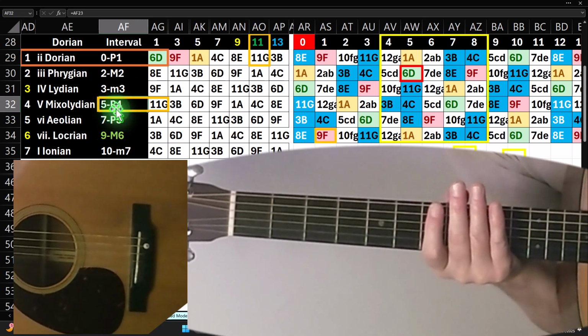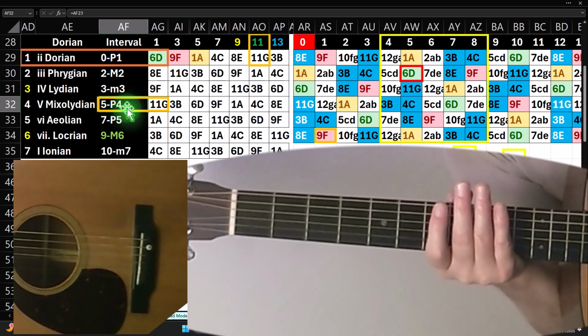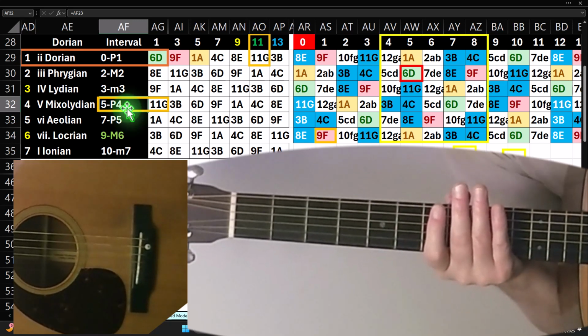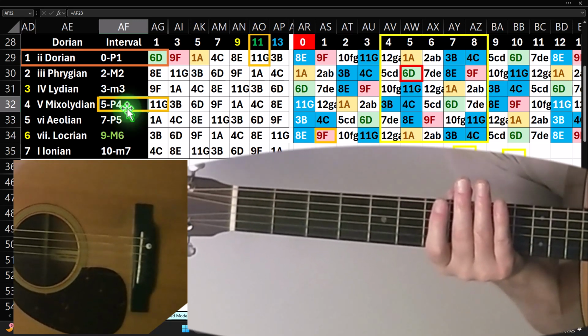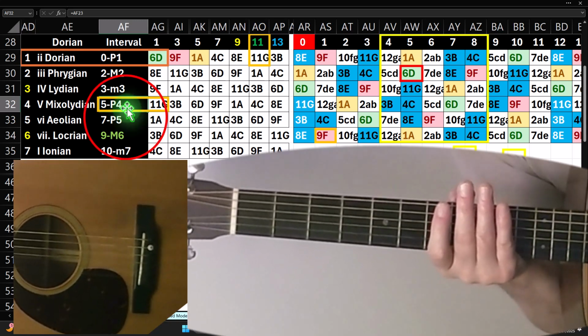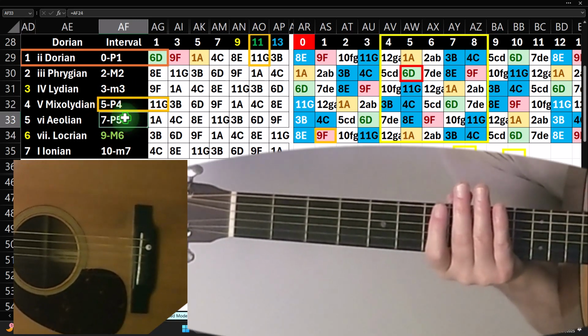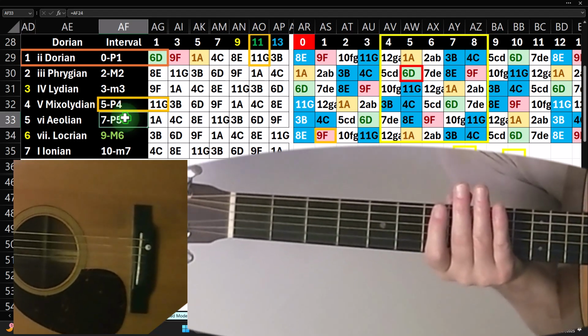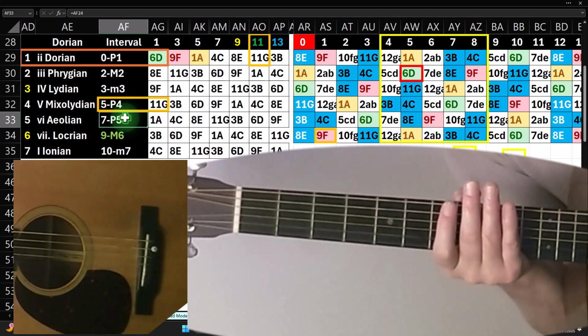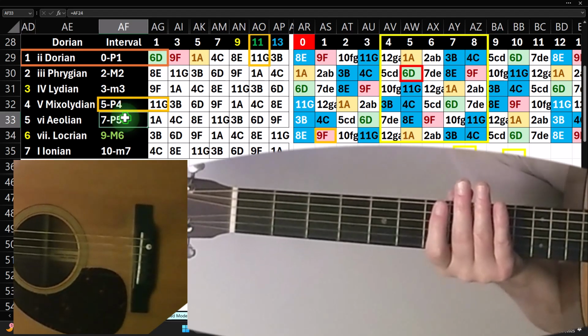And then we've got the 5 note away perfect fourth. That's what we'll focus on first here. And that's the same as it is in the major because it's a perfect. It's the same as the main minor because it's a perfect. We've got the 7 note away perfect fifth. That's the same in the major because it's a perfect. That's the same in the main minor, Aeolian.